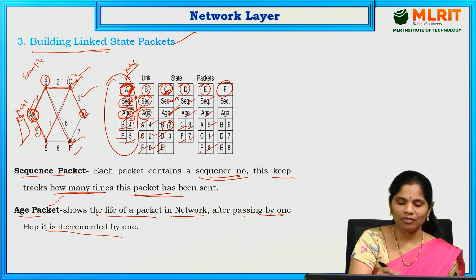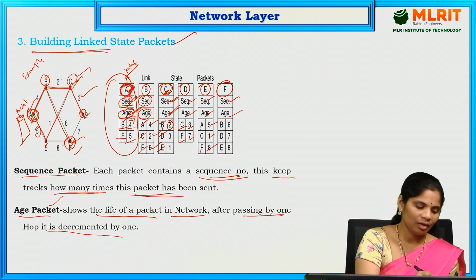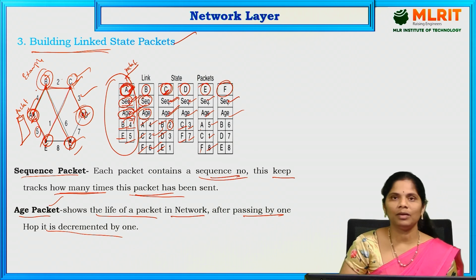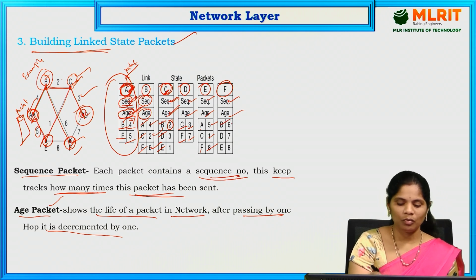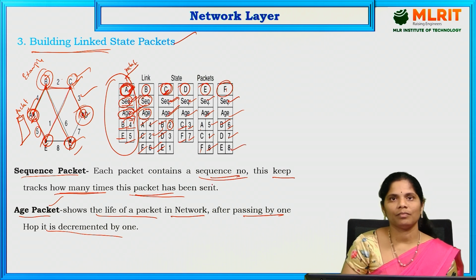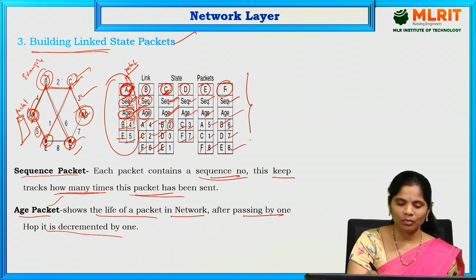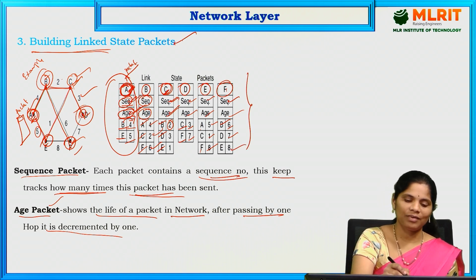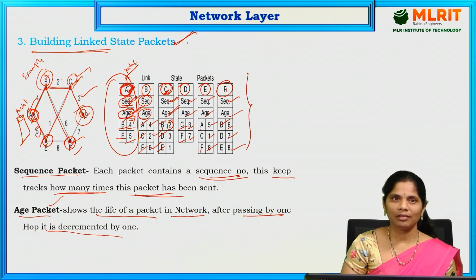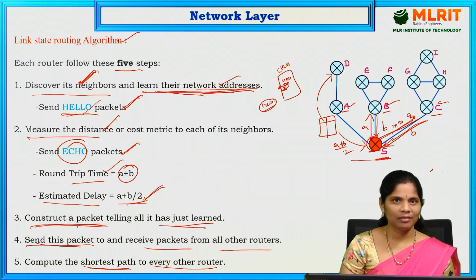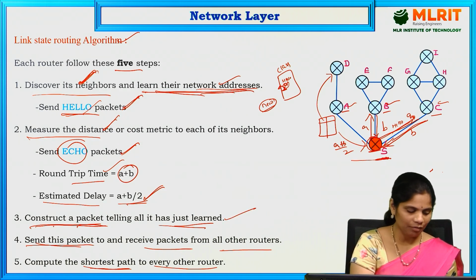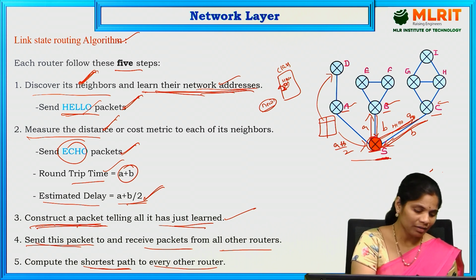For F also we have to construct the packet. Sequence age is common. The neighbors of F are E, D and B. So F to B is 6, F to D is 7, F to E is 8. Like this we have to construct the packet for each and every router. This is the third step. Till here we have constructed the packet.